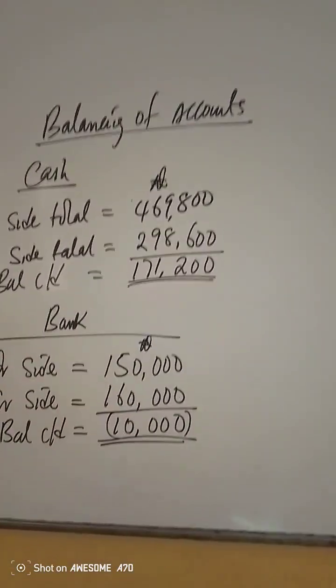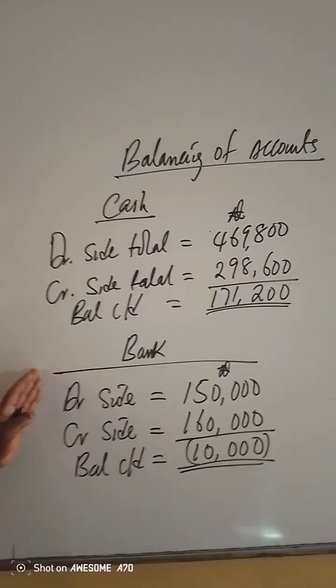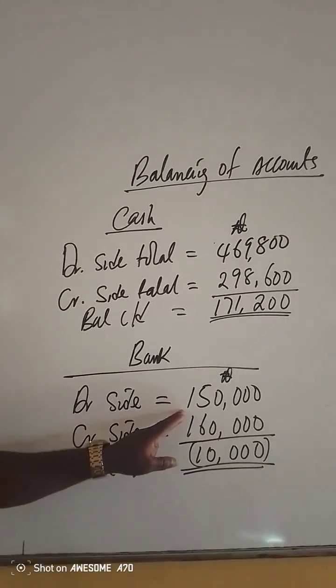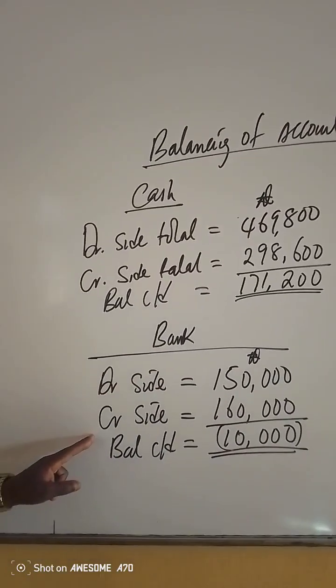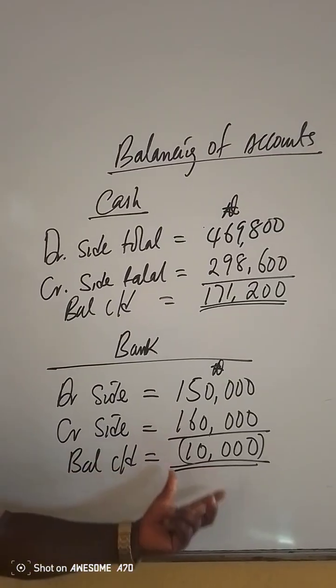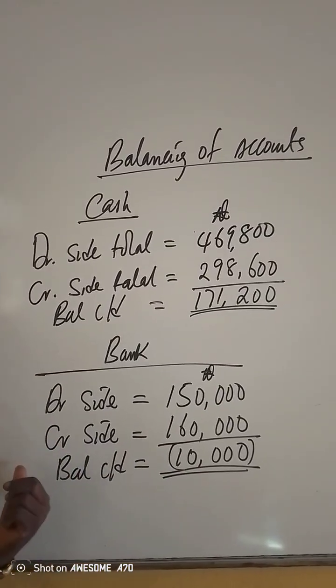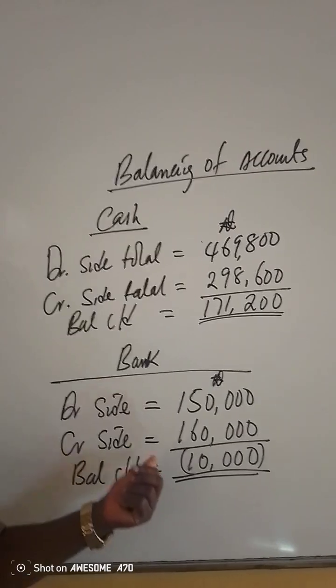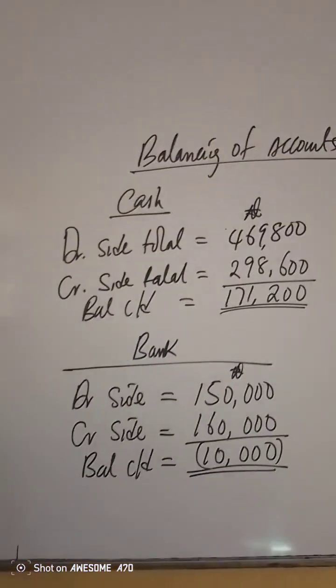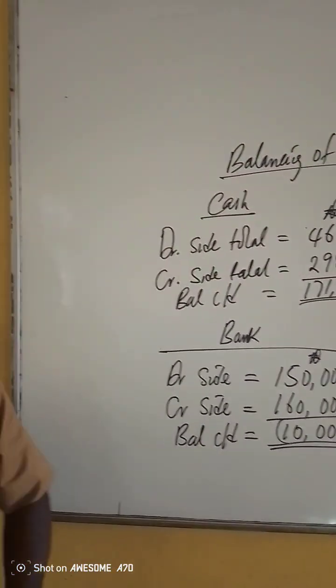So let's quickly look at this. You discover that this is the balancing of that. The debit side total is 150,000, while the credit side total is 160,000. The difference is 10,000. In this case, the credit side is more than the debit side. In respect of bank, we call it bank overdraft. A situation whereby the business spends more money from the bank than what the business has in the bank account. The business has 150 while it is spending 160. So this type of arrangement is called bank overdraft.